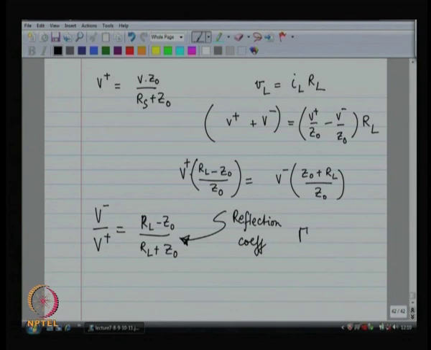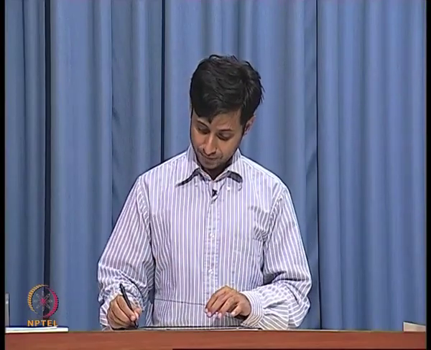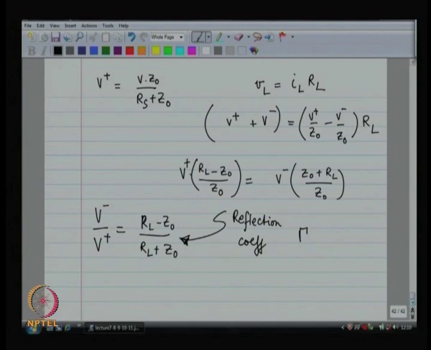Okay, we used this formula before. Earlier on in the first lecture, we used this formula and jump started the whole discussion, right. However, this is the way it comes out. Okay. So, now this V minus wave goes and hits the source yet again.